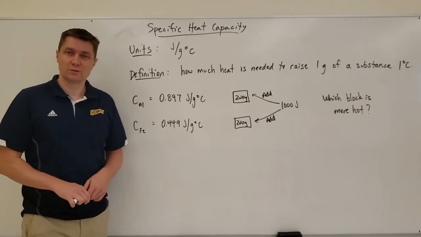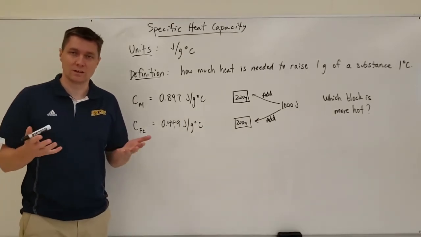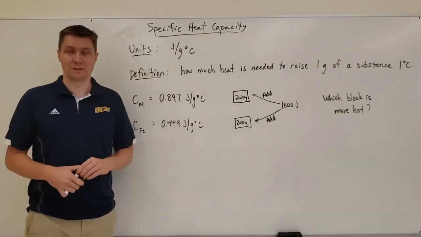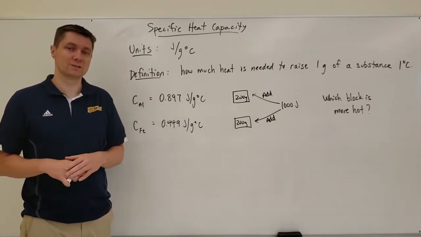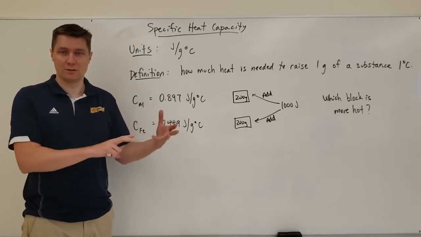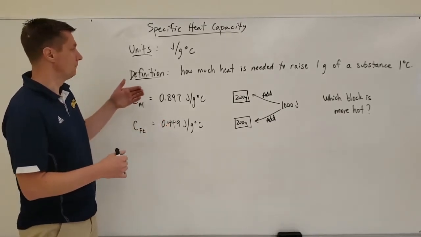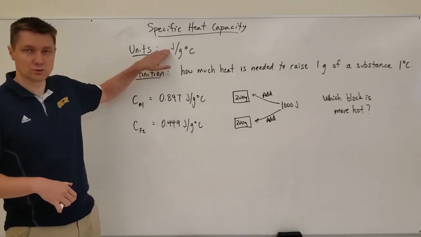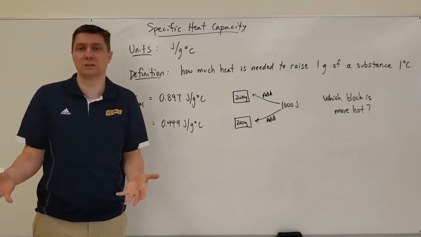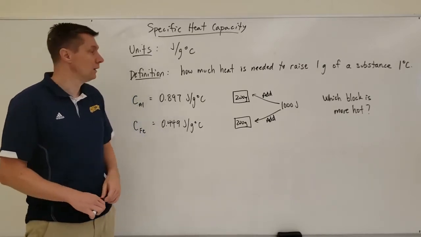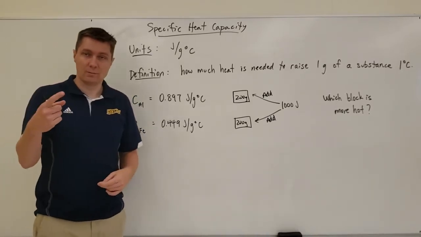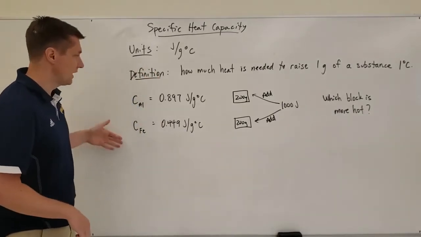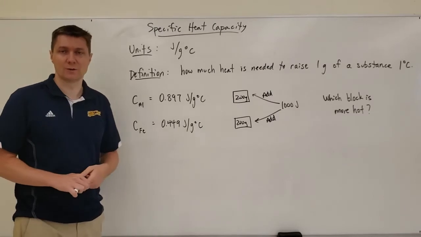Okay, so we're going to jump into specific heat capacity in a little bit more detail and what it is. Remember the units are joules per gram degree Celsius, and the definition really is found in the units. So I've got the definition written here on the board, but essentially what this just means is the joules on the top means how much energy is needed, or how many joules is needed, to raise 1 gram of a substance 1 degree Celsius.